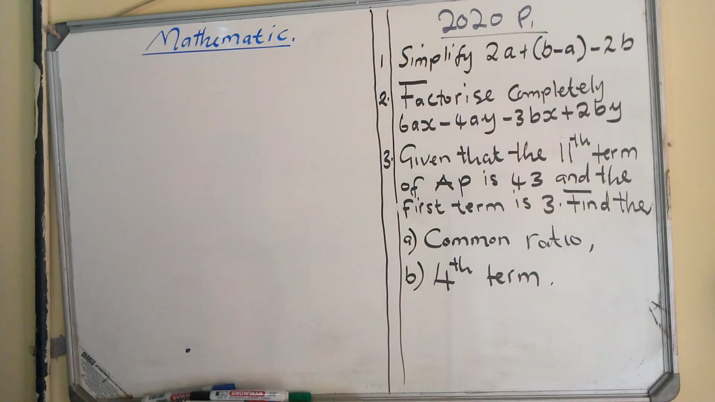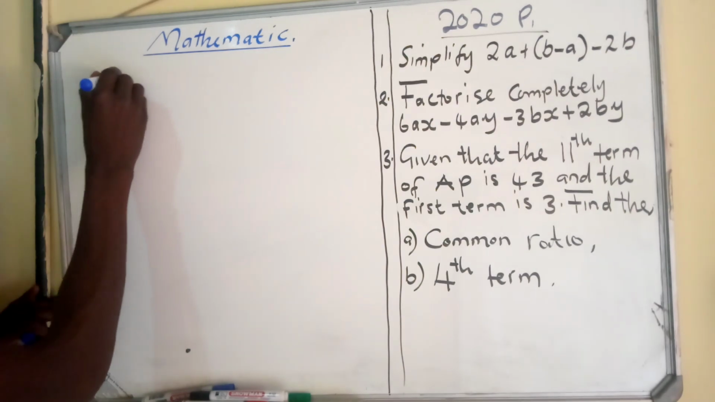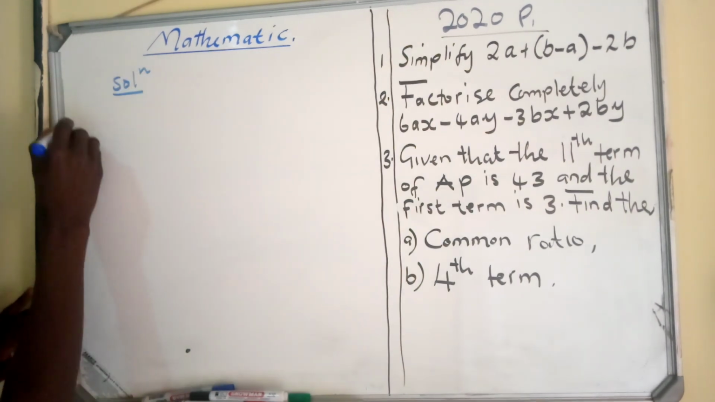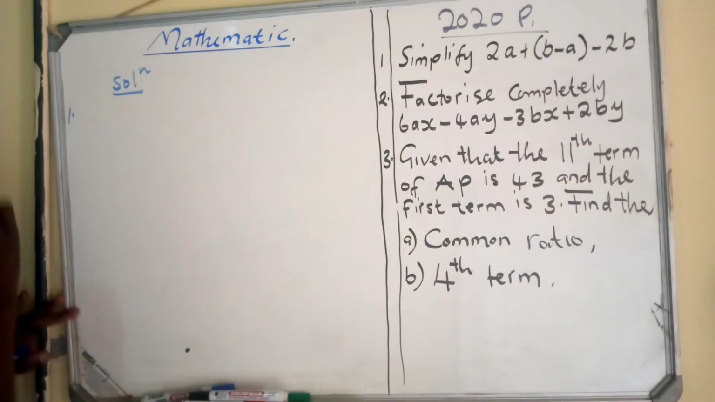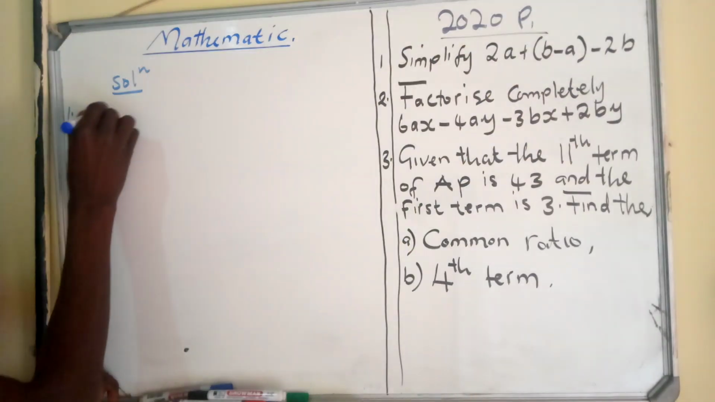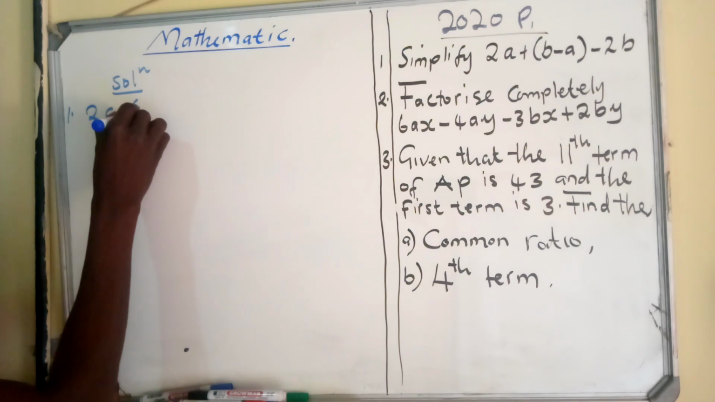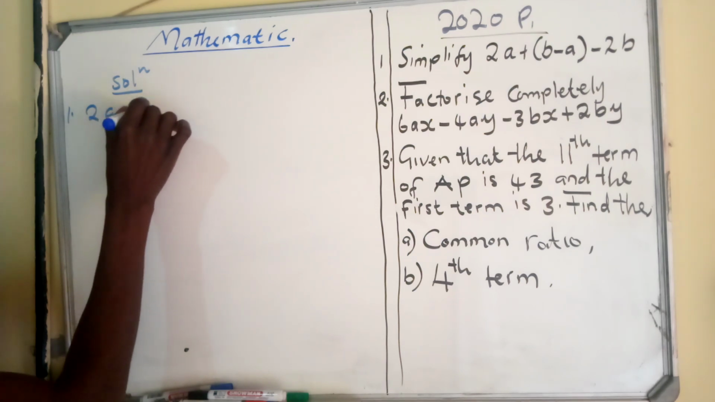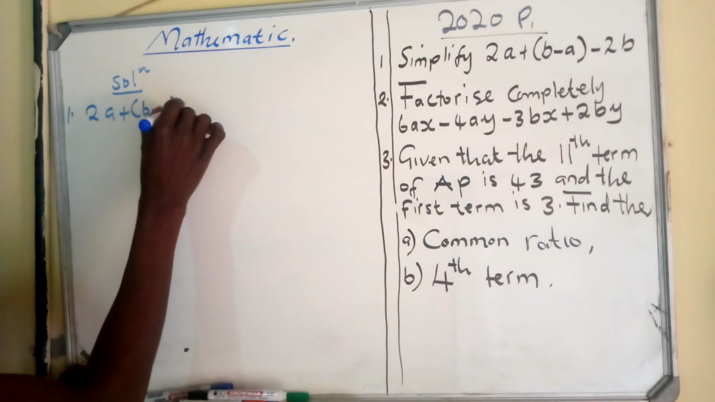Okay, so now this is 2020 paper one, which was saying simplify. I've just picked 3 questions. The first one is saying simplify 2a plus open bracket b minus a close bracket minus 2b. So how do we answer that one? I'll go direct to the solutions. So that is solution question 1. This one is saying 2a plus open bracket b minus a close bracket minus 2b.